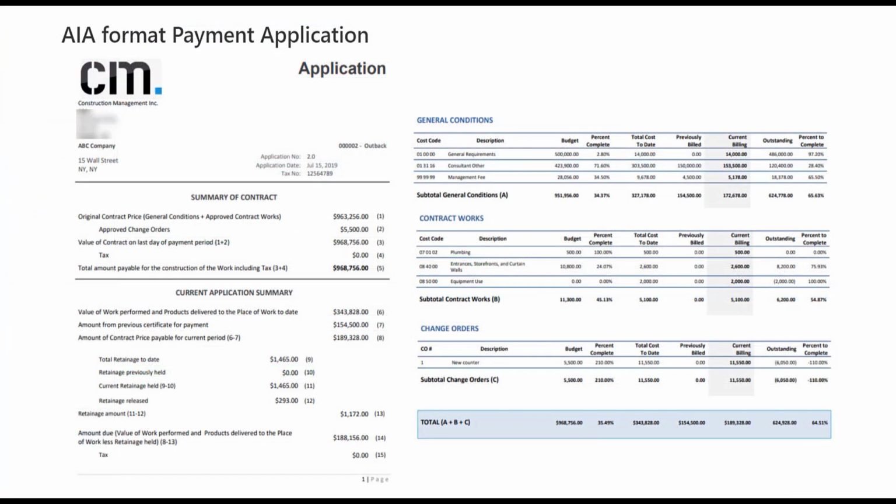Here is a sample of the AIA format. As you can see, it shows the summary of the contract, the current application summary, and breaks it down by general condition, contract works, and change orders. There's a lot of flexibility with this design.